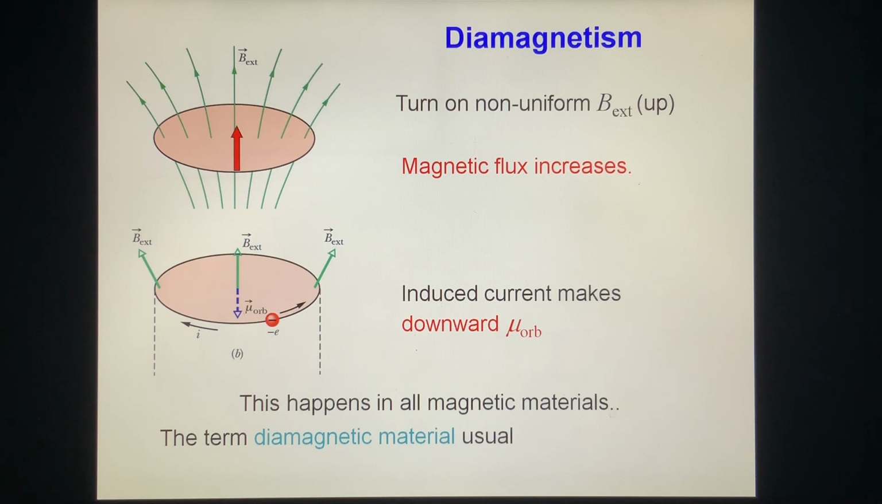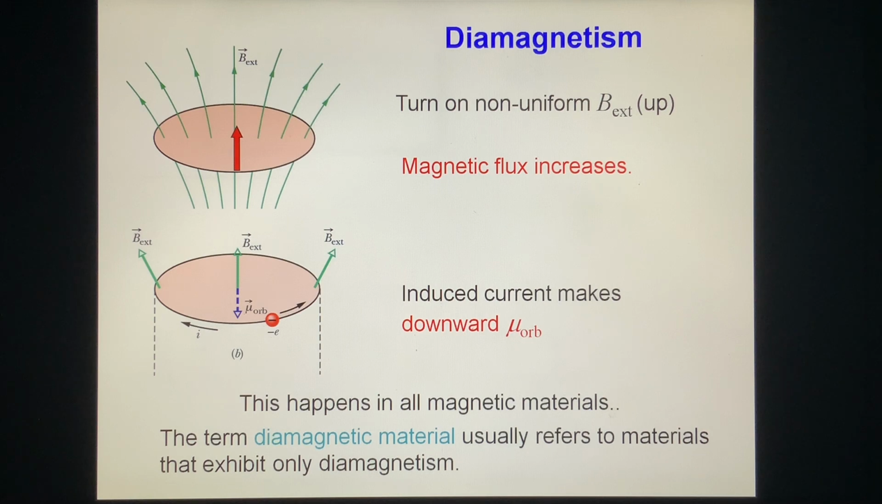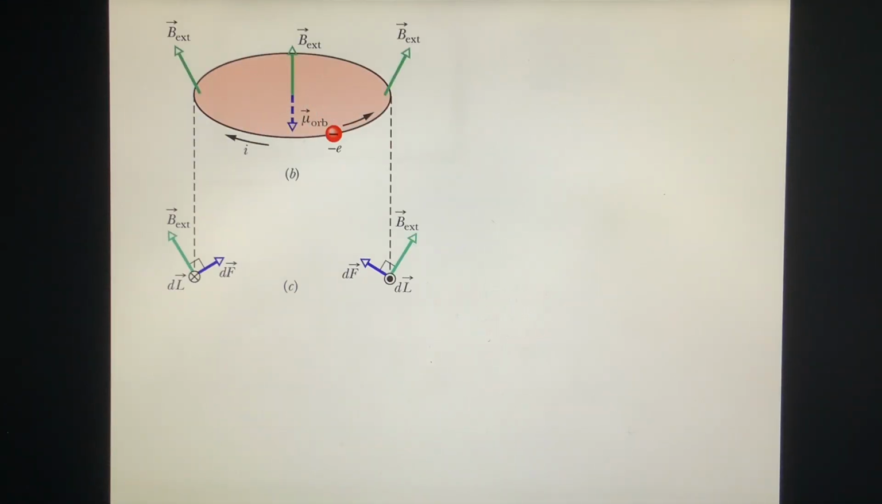The term diamagnetic material usually refers to materials that exhibit only diamagnetism, because many paramagnetic and ferromagnetic materials also show diamagnetism. We know a diamagnetic material put in an external magnetic field will produce a magnetic dipole moment in the direction opposite to B. And in that case, the current goes this way and the electrons go this way.